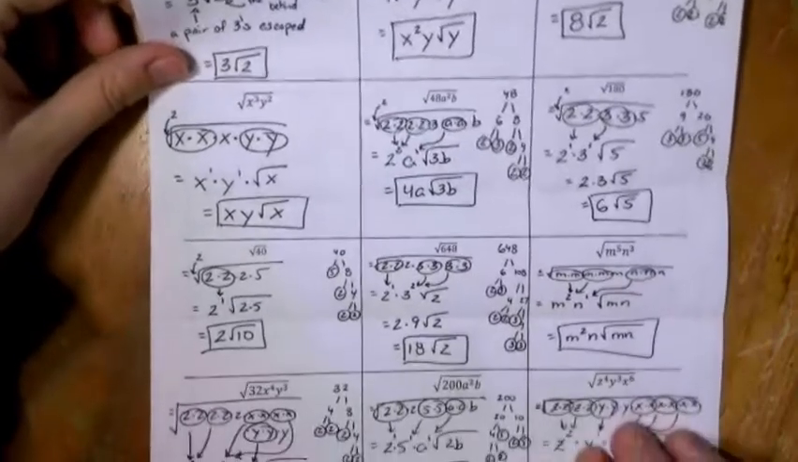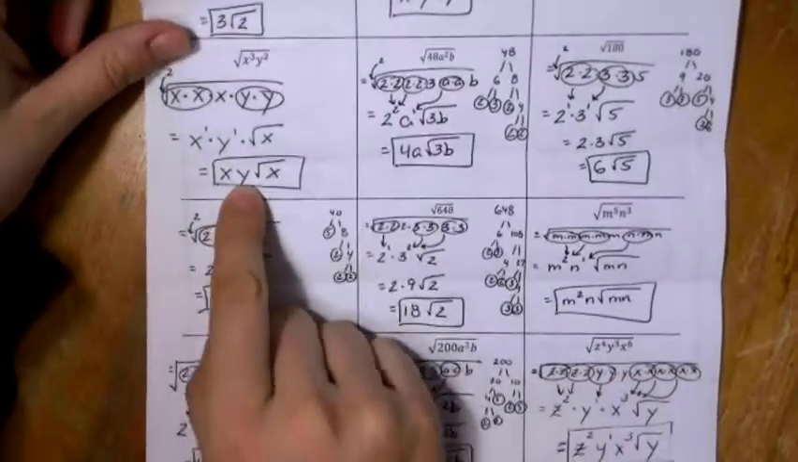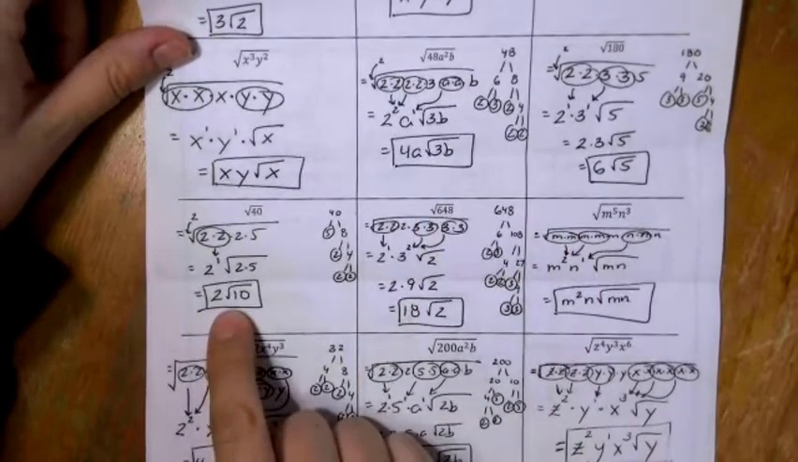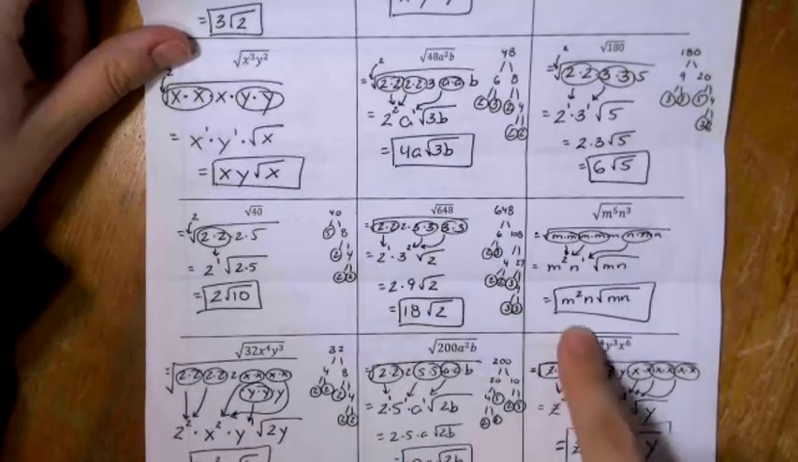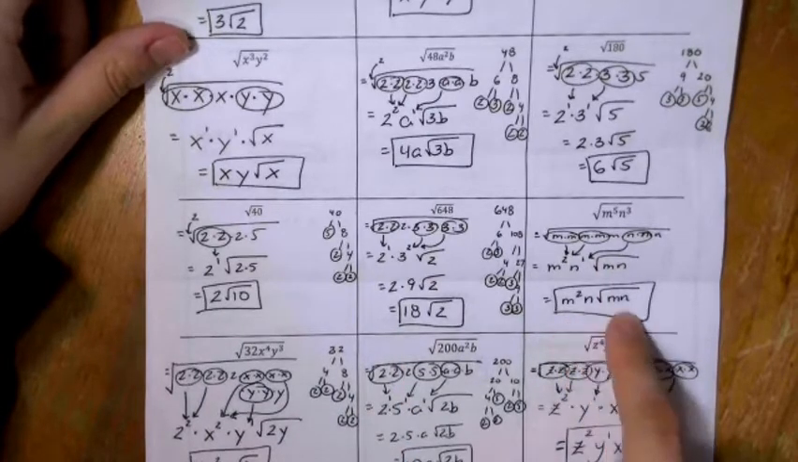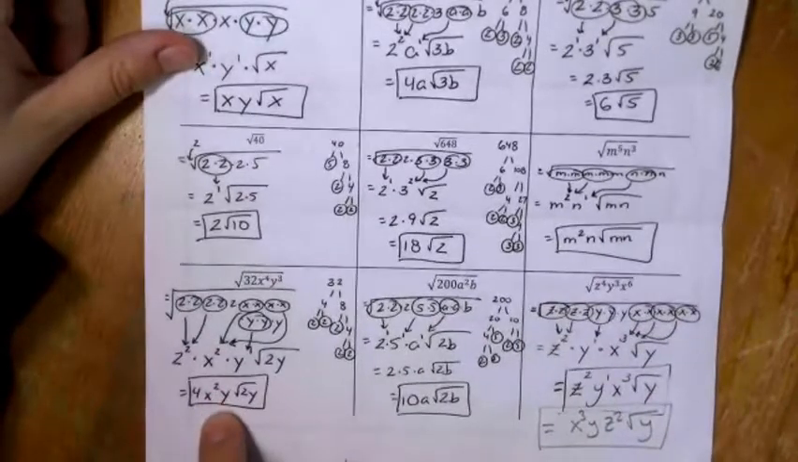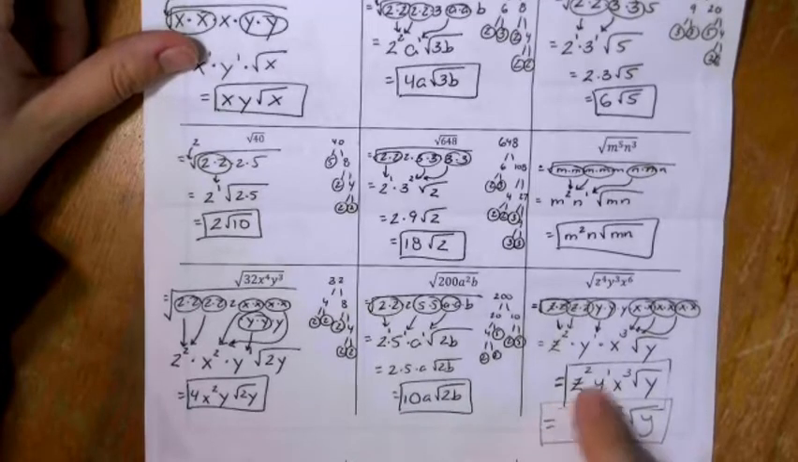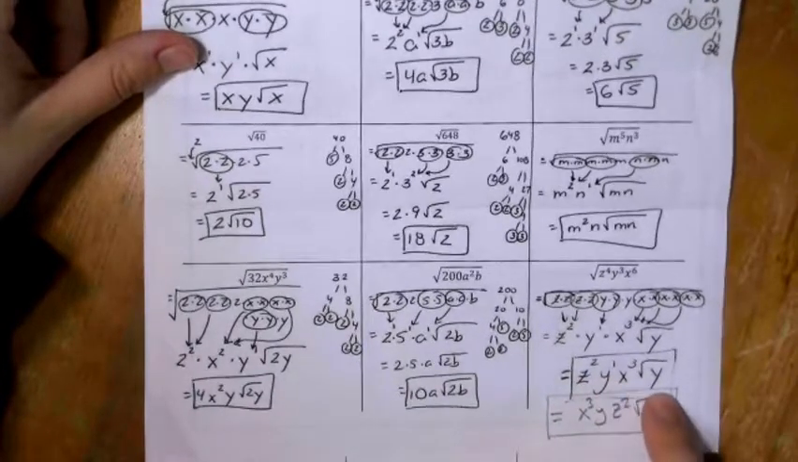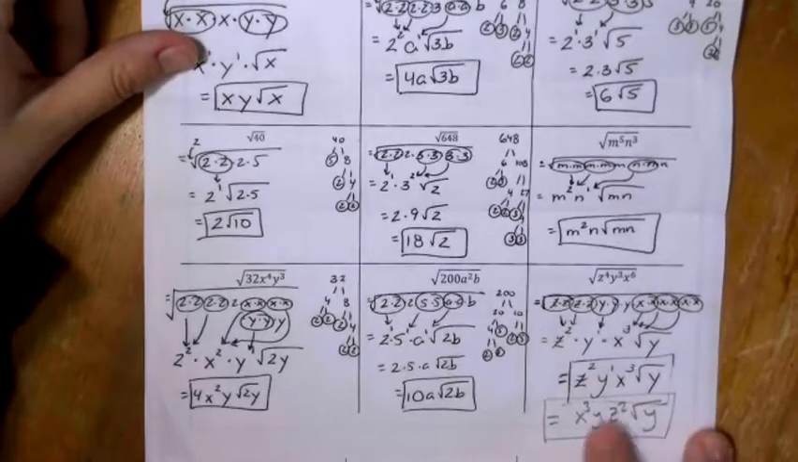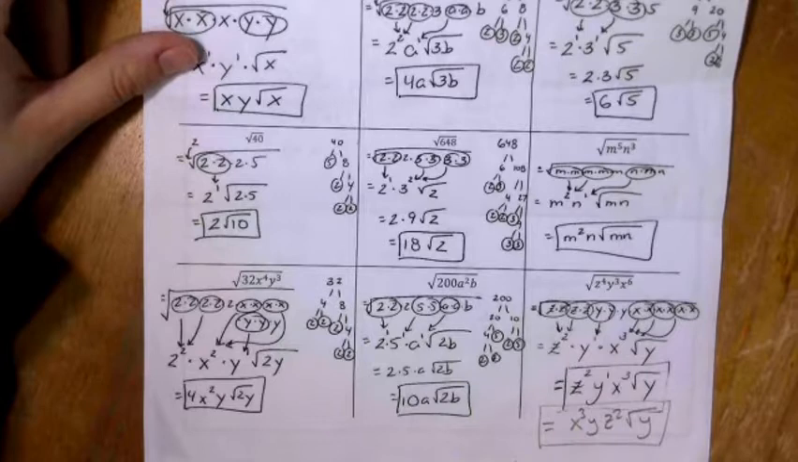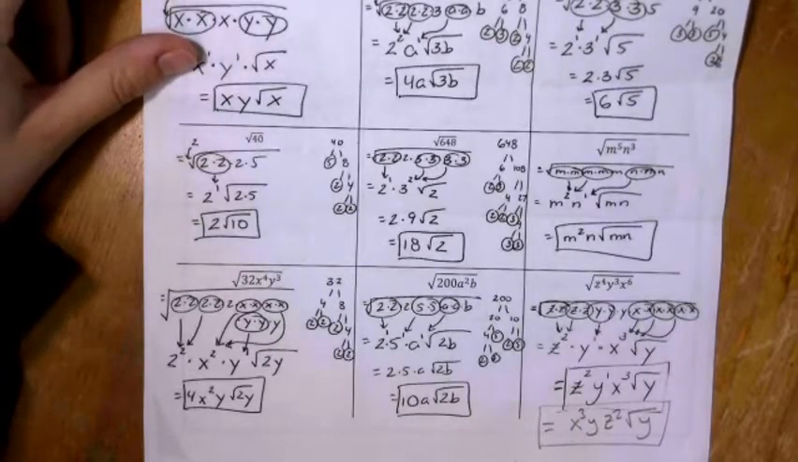You should have gotten xy root x, 4a root 3b, 6 root 5, 2 root 10, 18 root 2, m squared n, square root mn, 4x squared y, square root 2y, 10a, square root 2b, and then z squared y, x cubed, square root y. This actually needs to be rewritten because we have to write it alphabetically. So x comes before y, comes before z. So x cubed y, z squared, square root y. Email me with questions. Let's look at page 3 of 10 now.